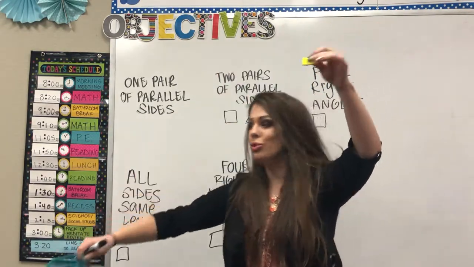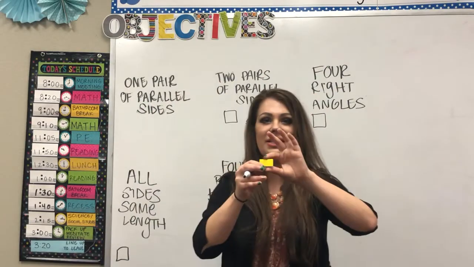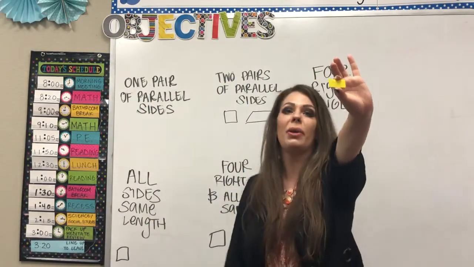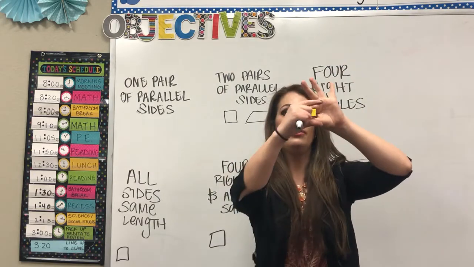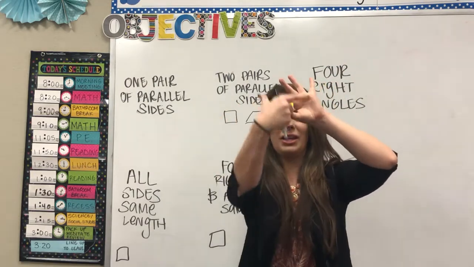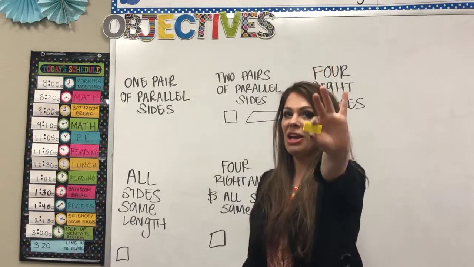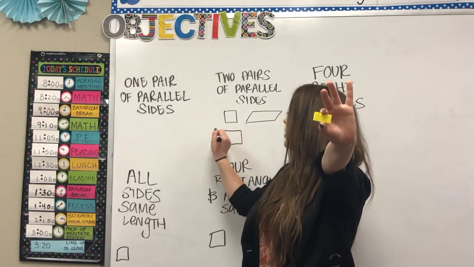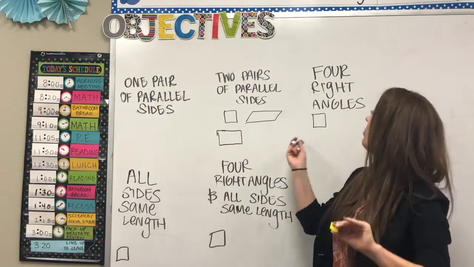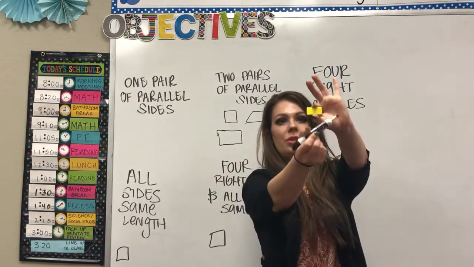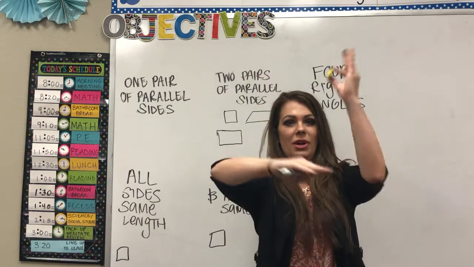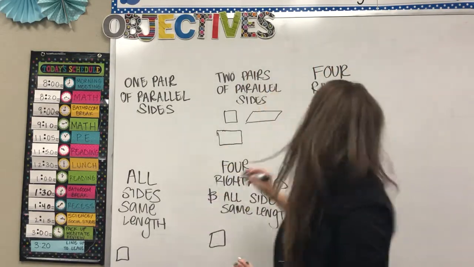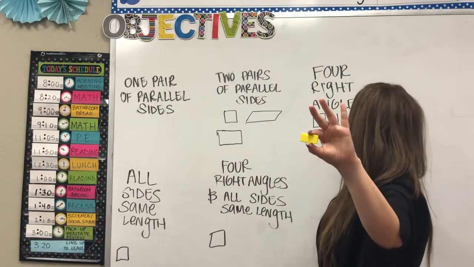Ooh, that is our rectangle. So where does our rectangle fit in? One pair of parallel sides, let's see. Nope, here's a pair and here's a pair. We've got two pairs of parallel sides, so our rectangle is gonna fit into this category. What about four right angles? 1, 2, 3, 4. Yeah, I've got four angles that make a nice straight corner. Our rectangle fits in right here.